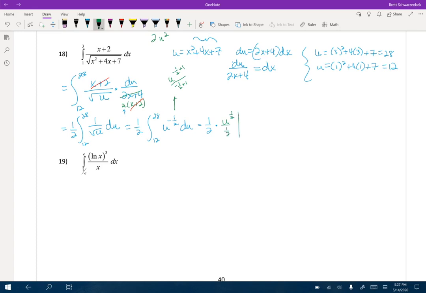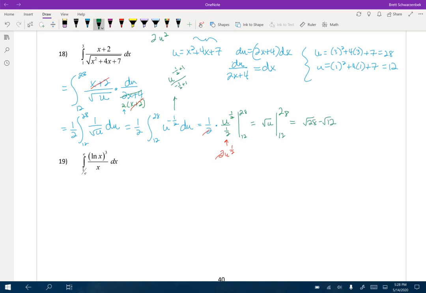and if we invert that, let's do that on the side. So this is going to end up being 2u to the 1/2, but the 2's are going to wipe out. So the whole thing is actually just going to be root u from 12 to 28. If you evaluate, you're going to get root 28 minus root 12, which is an okay final answer.